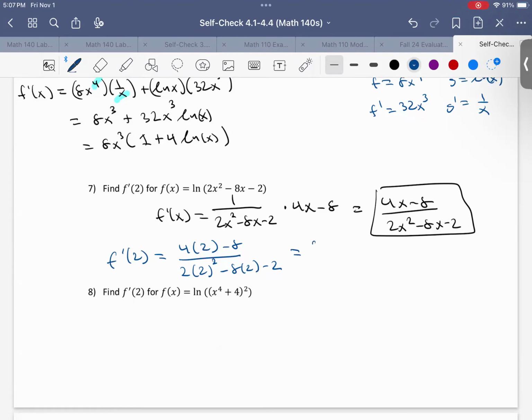So this becomes 8 minus 8 over 8. 2 squared is 4 times 2 is 8 minus 16 minus 2. 8 minus 8 is 0 over 8 minus 16 is negative 8. Negative 8 minus 2 is negative 10. But 0 divided by anything is just 0. So 0 is our answer. So f prime of 2 equals 0.